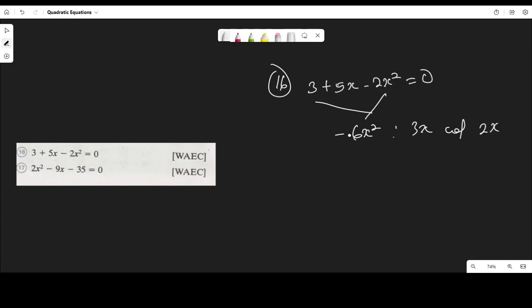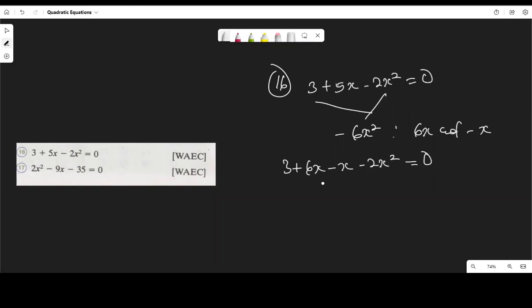But this is minus 6s, but we're looking for plus 5. So when we multiply this by this, we can't have minus 6s. That means this factor cannot work. We're going to use 6 and minus 1 in this case. So the factor should be 6s and minus 1s. I will replace this middle term with these factors. I have 3 plus 6s minus s minus 2s squared equal to 0.